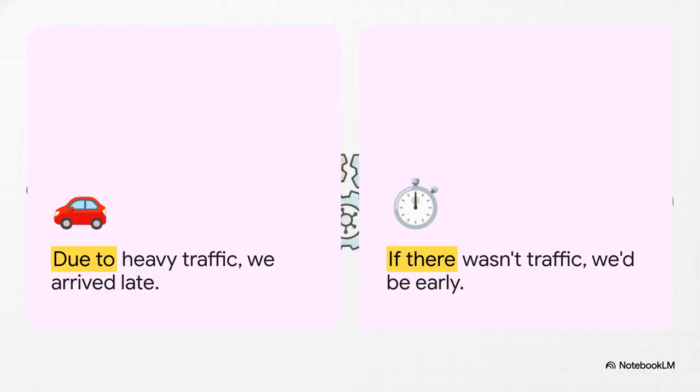Watch how we elegantly flip a clunky fact into a super sophisticated C2-level statement. The raw fact is, due to heavy traffic, we arrived late. We recognize, okay, this is a past unreal situation, so we run it through the third conditional formula. If there hadn't been heavy traffic, we wouldn't have arrived late. Doing that instantly elevates your speaking and writing.